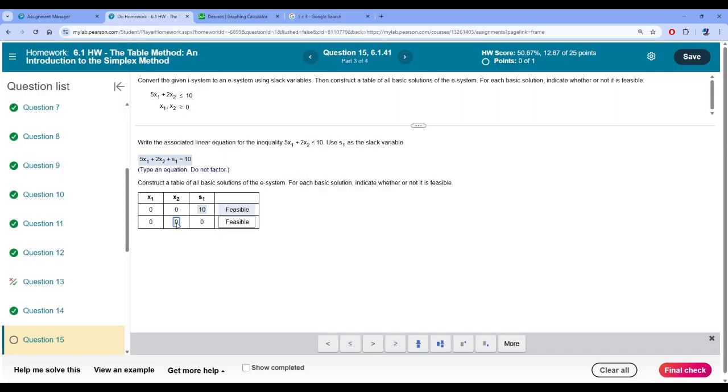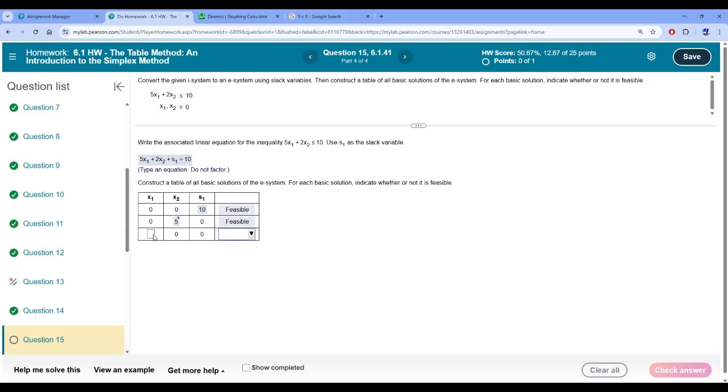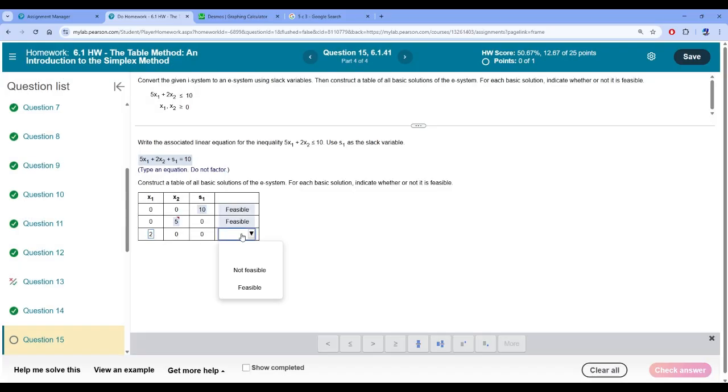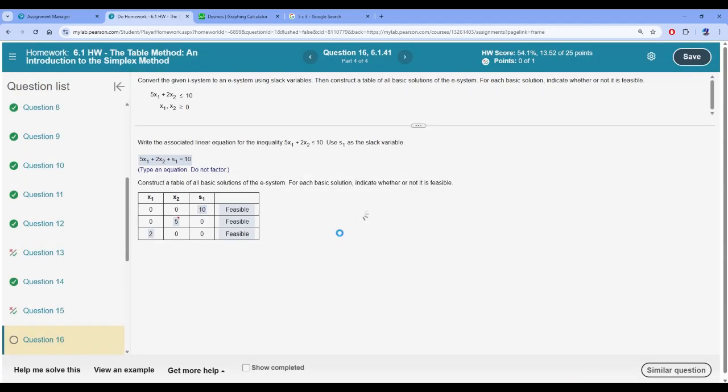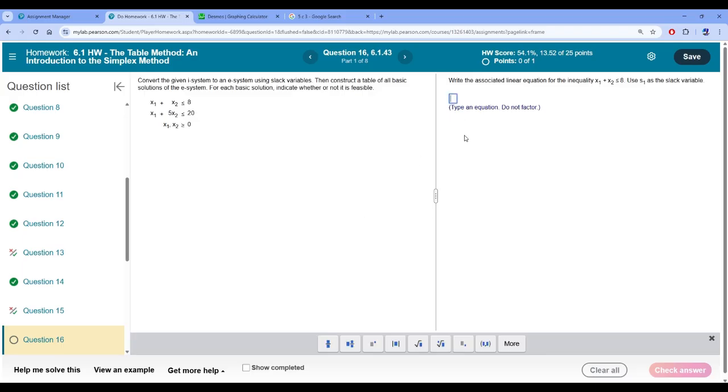What is this going to be? I don't know what that one would be. 5. Oh, because if S1 is equal to 0, I get it. And then there's one more that's going to be 2. That's going to be 0, 0. That's also going to be feasible. I gotcha. I'm starting to just learn this. This is not something I'm used to.